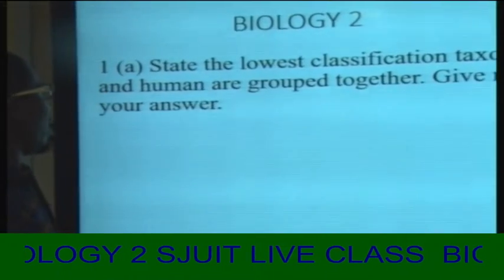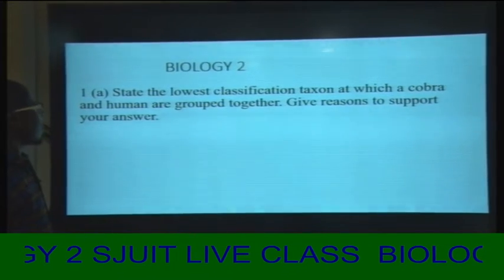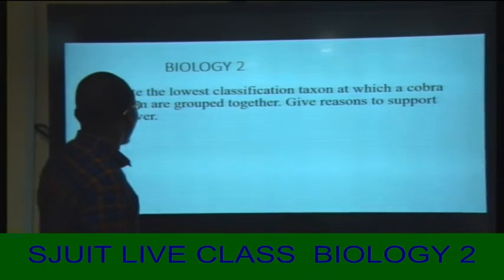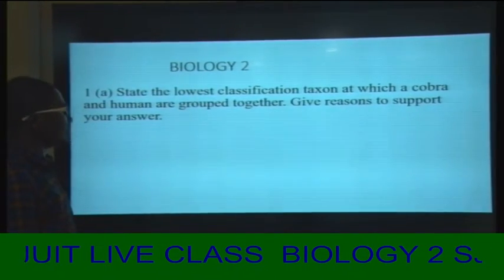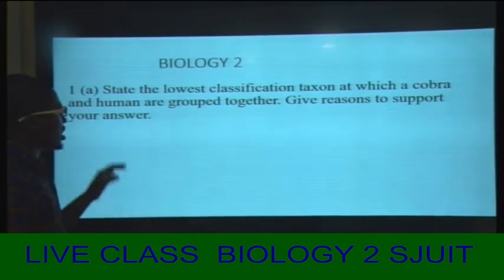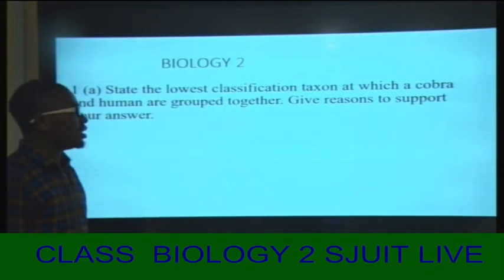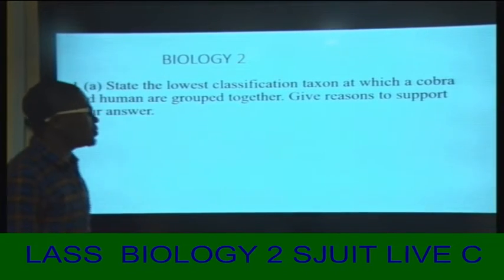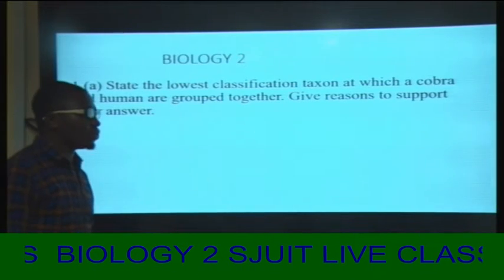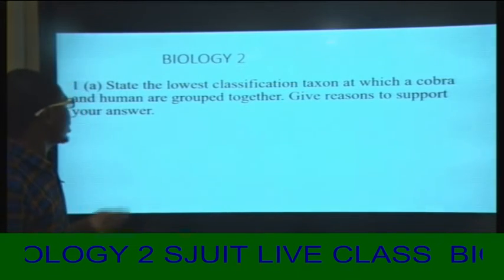So we have question number 1A. The question states: state the lowest classification taxon at which a cobra and a human are grouped together, and give reason to support your answer. So here we are required to state the lowest classification taxon at which a cobra and a human are grouped together, and of course to give supportive reasons as to why the cobra and the human are placed in that taxon.